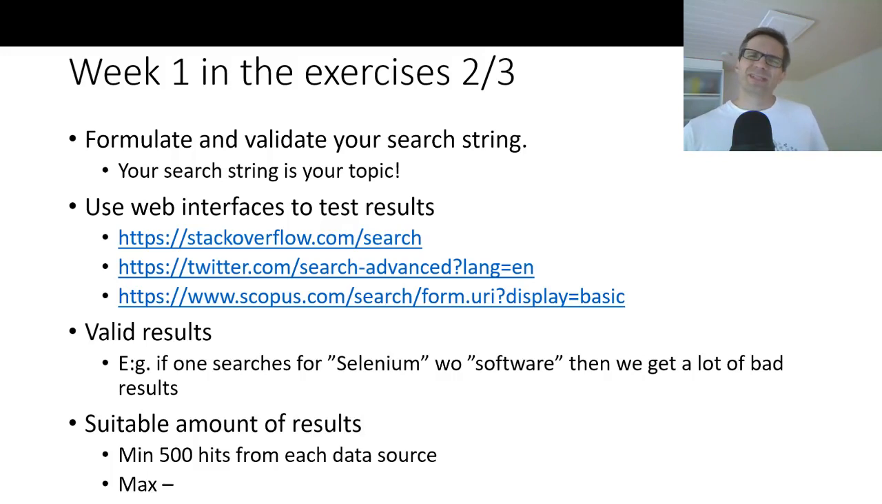So this minimum of 500 hits from each data source is a suggested minimum limit. You can go under it, but let's just say that if you have all the sources with very few hits, it will be reflected in your grading of this coursework. There really is no maximum number of hits. However, I estimated that the computing power needed for processing over 10,000 items might be a problem.